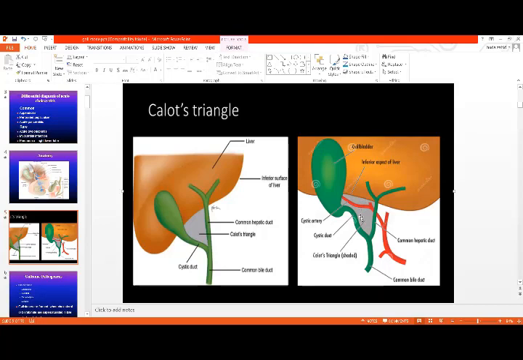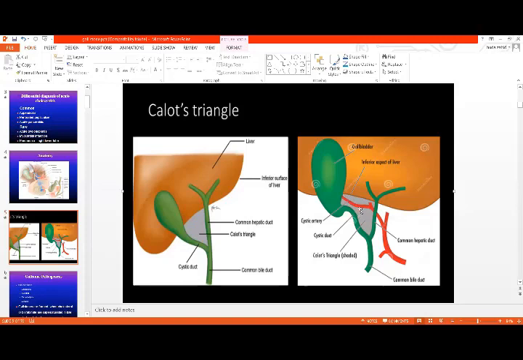So that is Calot's triangle. Usually there's a surgical anatomy question: what are the boundaries and contents of Calot's triangle? In the boundaries, superiorly is the lower border or inferior edge of the liver. Medially is the common hepatic duct, and the cystic duct inferiorly. Okay, those are the boundaries, and the content is the cystic artery.